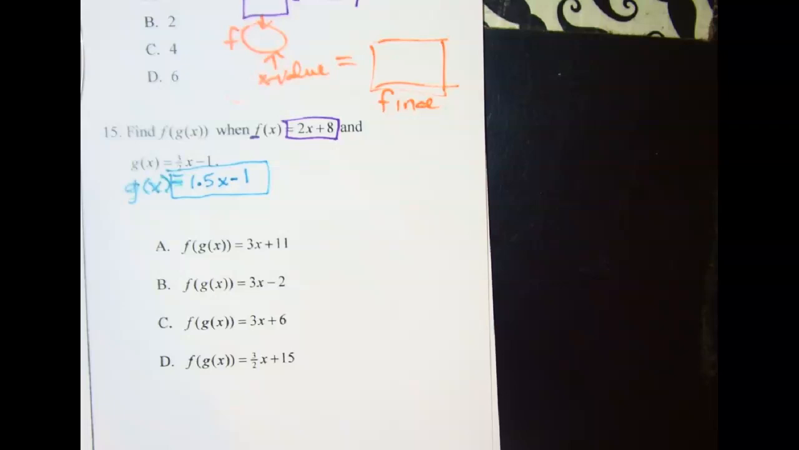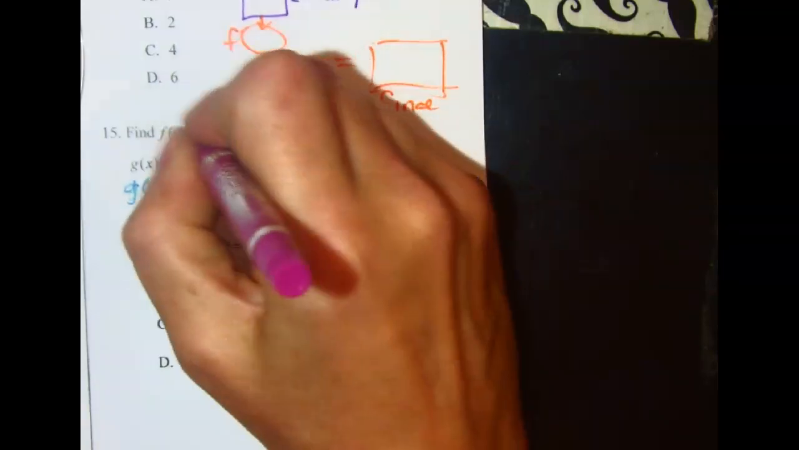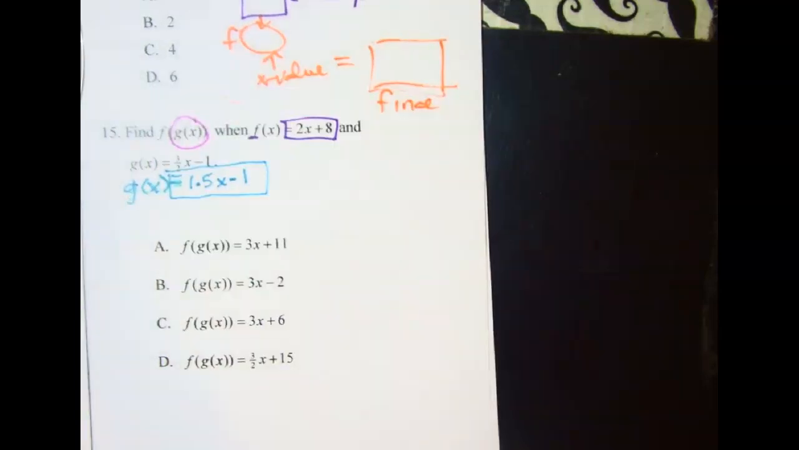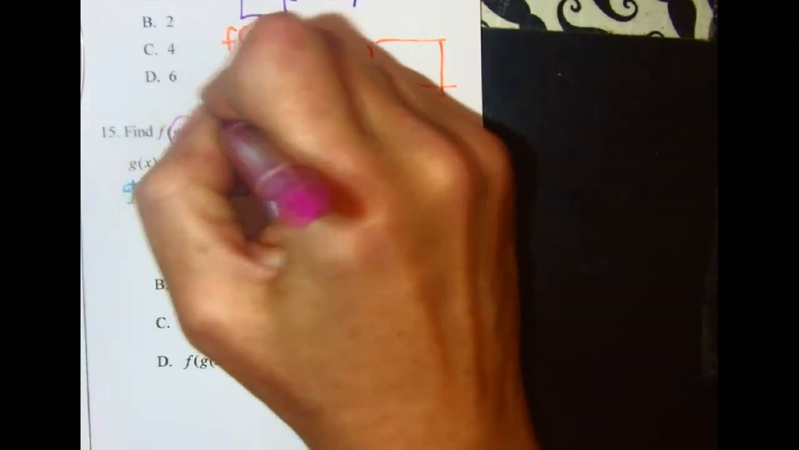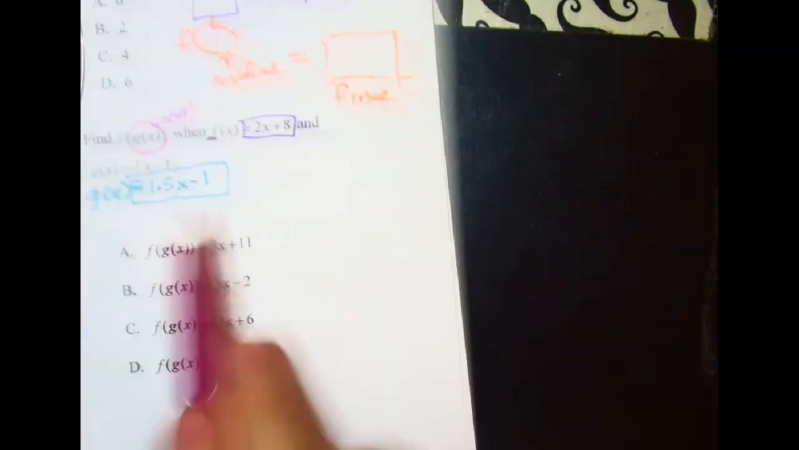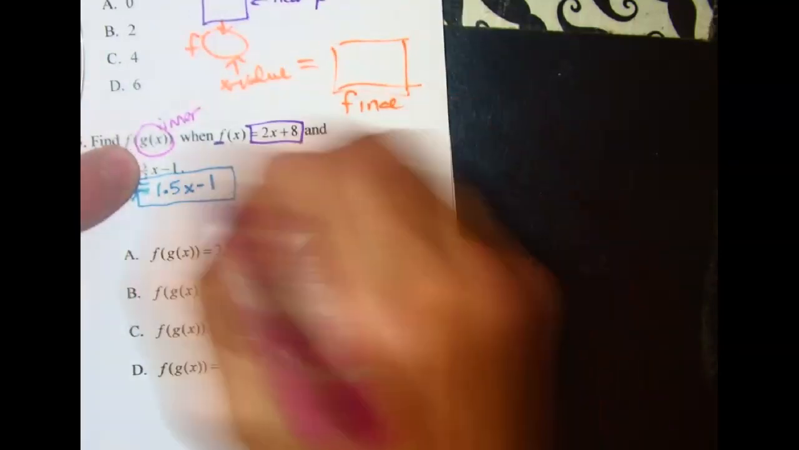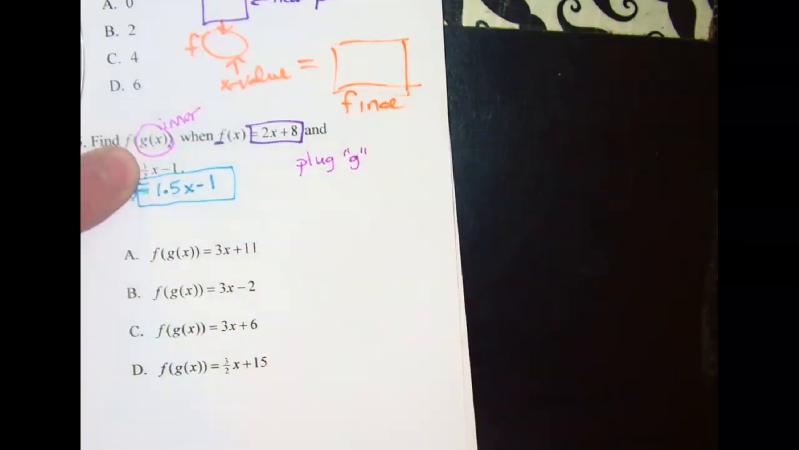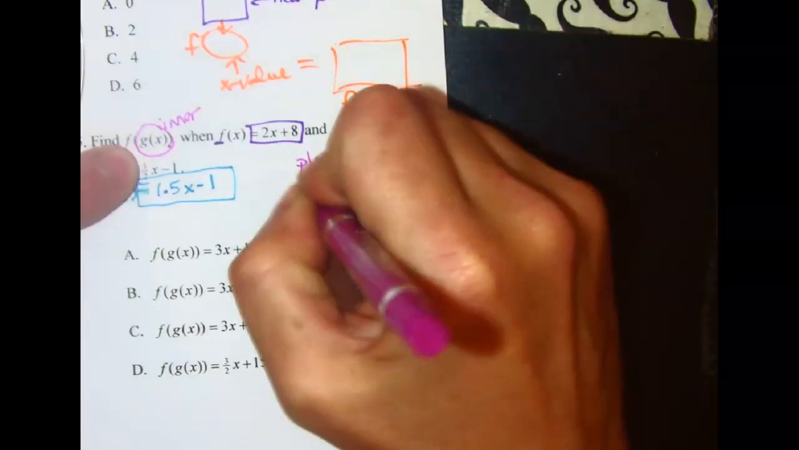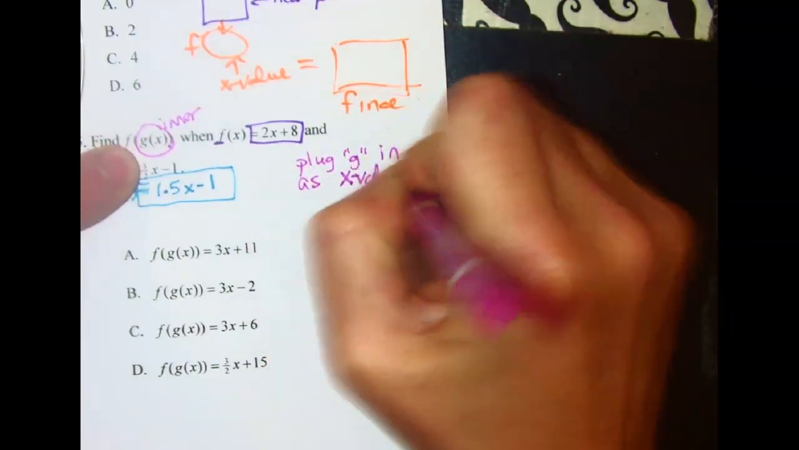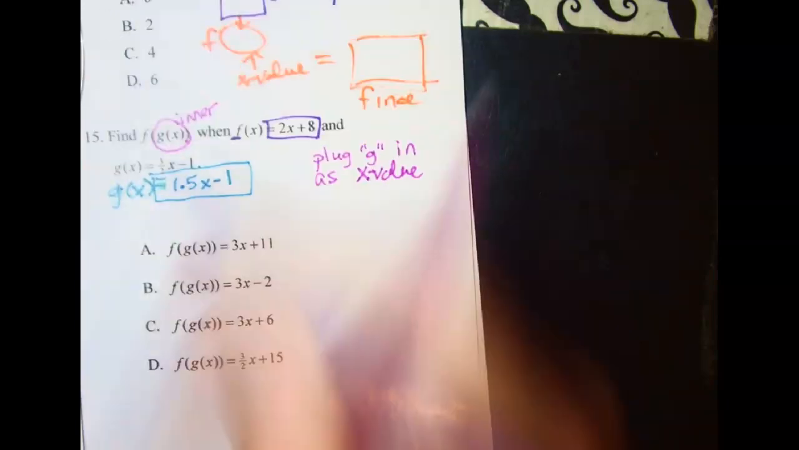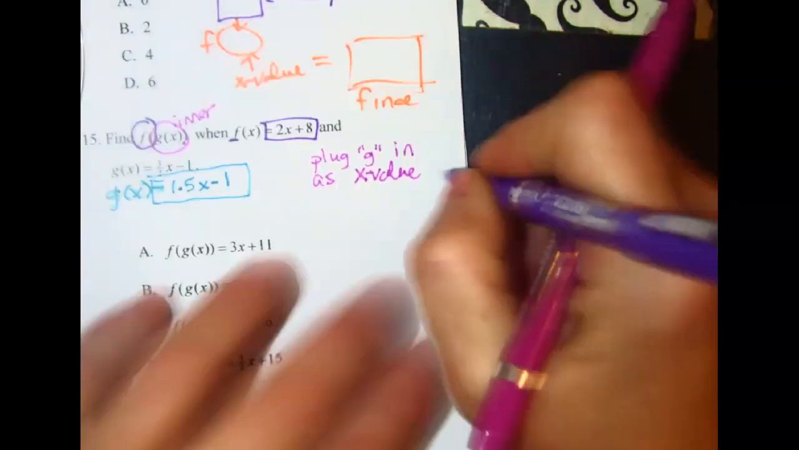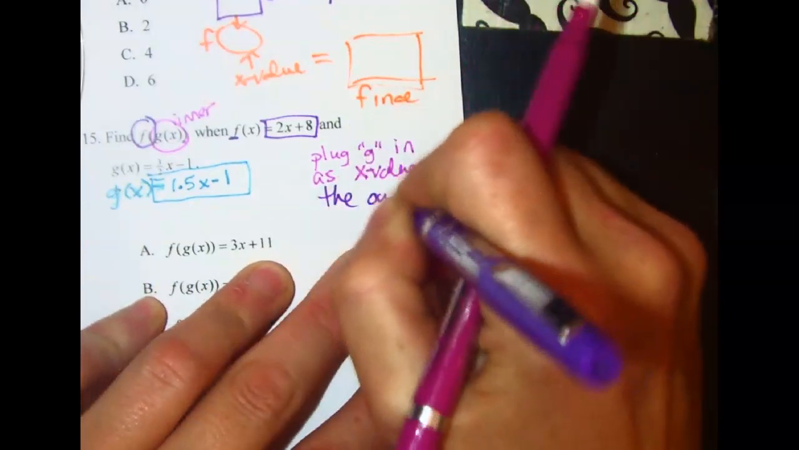So the first thing I do is look at what it's telling me to do. This is one where for g of x, it's not telling us an x value. So I am taking this inner, and I have to plug the inner one. So I have to plug the g. This is what this is saying: plug g, my g function, in as the x value to the f, or outer function.